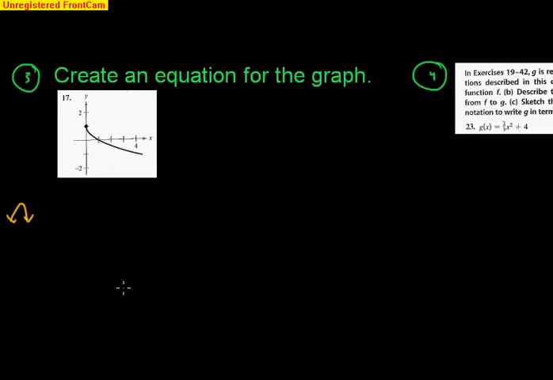3, create an equation for the graph. So here we have this graph, and if you can't see, I'll put some points on here. This is the point 0, 1. This point right here is the point 1, 0. Okay? So we have to identify what kind of parent function this is. The parent function for this graph is the square root.